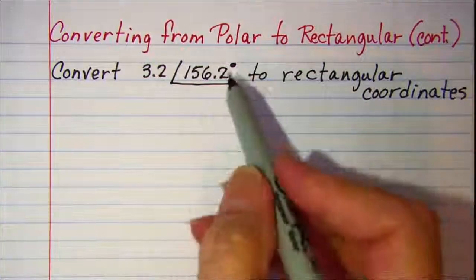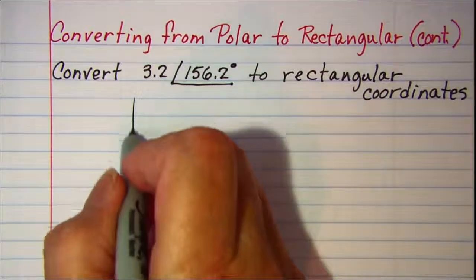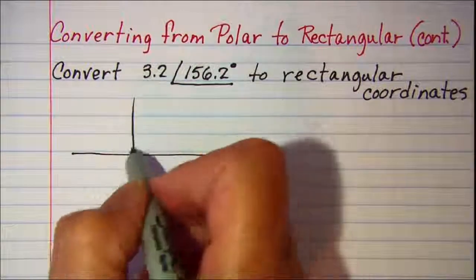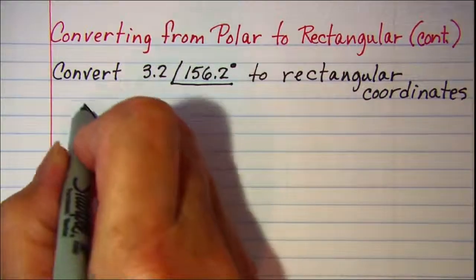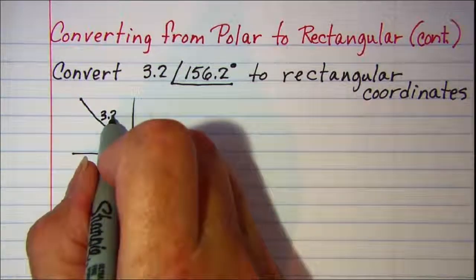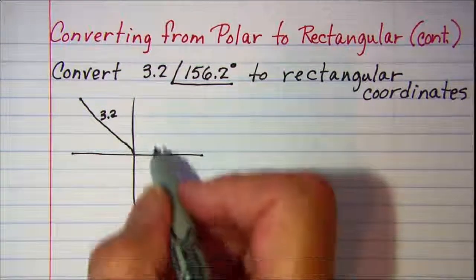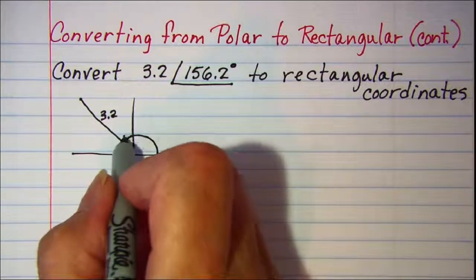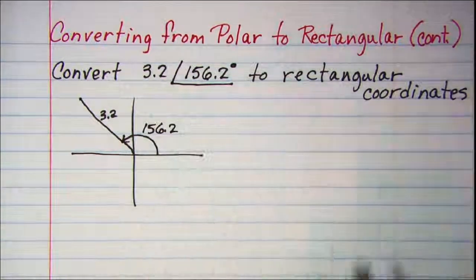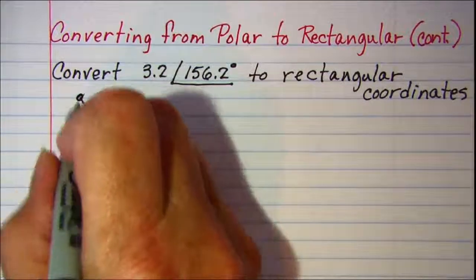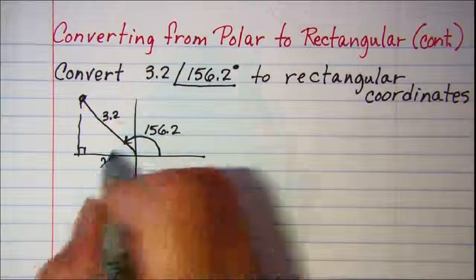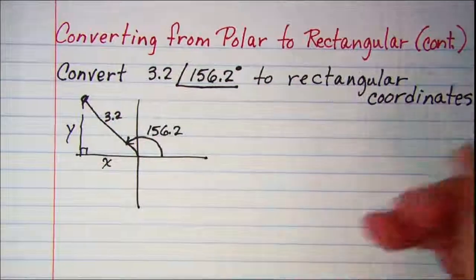And this one we have 156.2 degrees, which will be in quadrant 2. And the r value is 3.2. This angle of rotation is 156.2. And we want to get to this point. It's our right angle, this is our x, and this is our y.